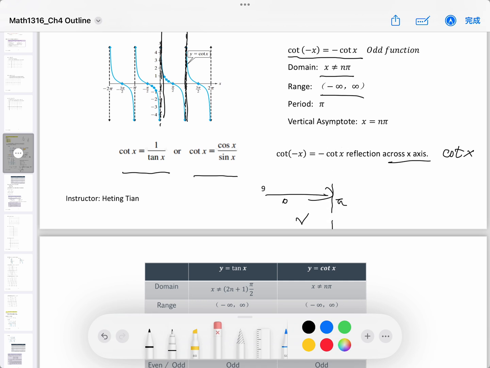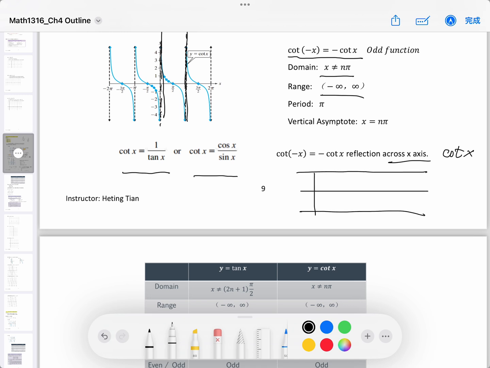Okay, let's do a conclusion. Find the 5 key pieces of information for one full cycle. We can draw a table. This table has the 5 key pieces of information, or I cannot say 5 key points, because the first and the last are not points, they are vertical asymptotes.